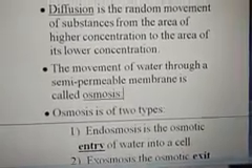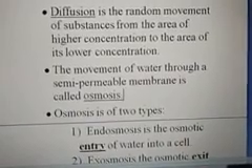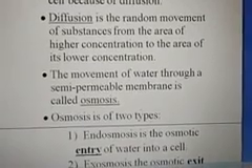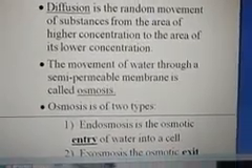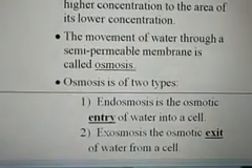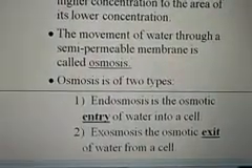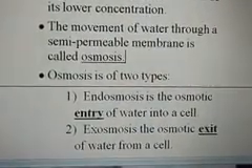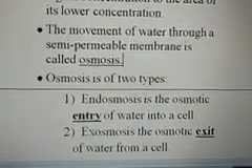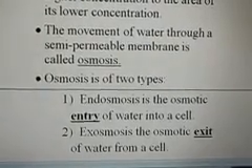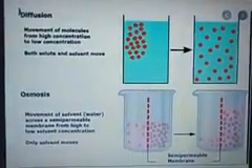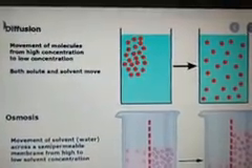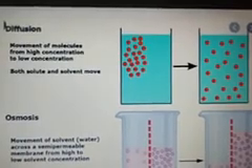which is called osmosis. Osmosis is a process in which particles have to pass through a semi-permeable membrane. Osmosis can be of two types: endosmosis is the osmotic entry of water into the cell. Endo means inside the cell, and exosmosis means the exit of water from the cell into the surrounding area. So children, you have to understand here diffusion. See, movement of molecules from high concentration to low concentration.